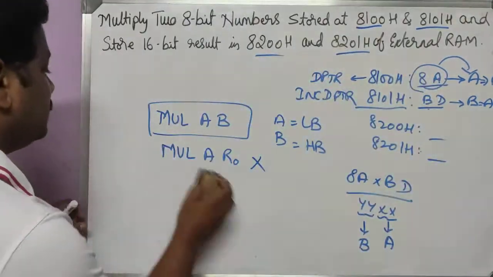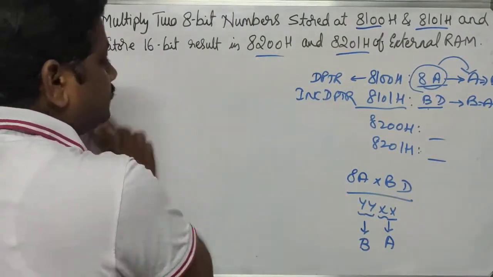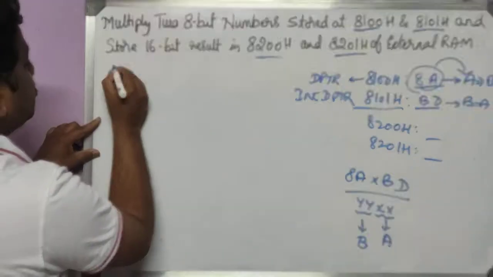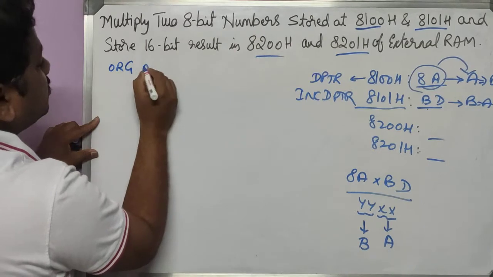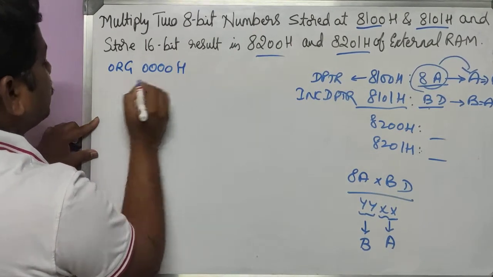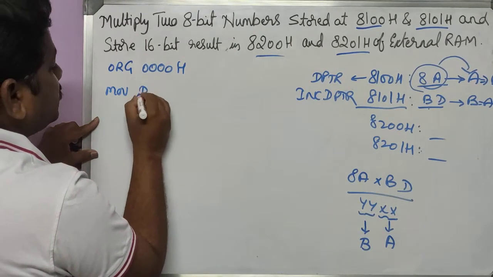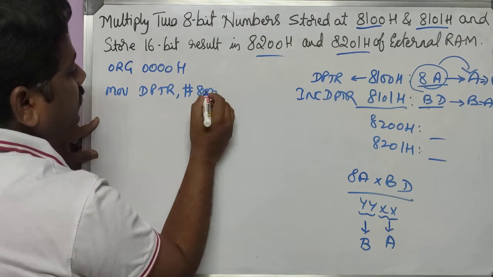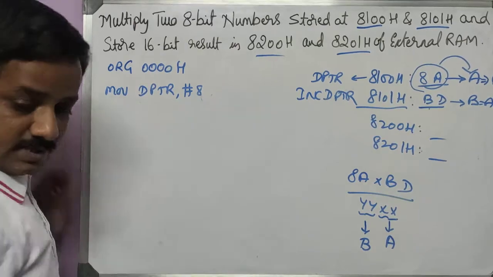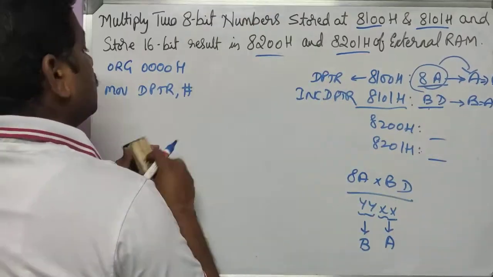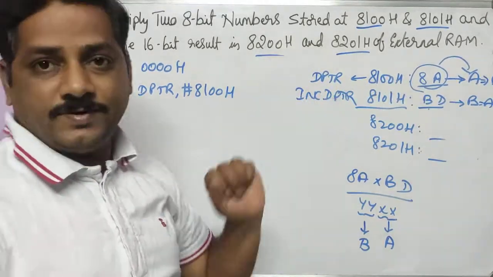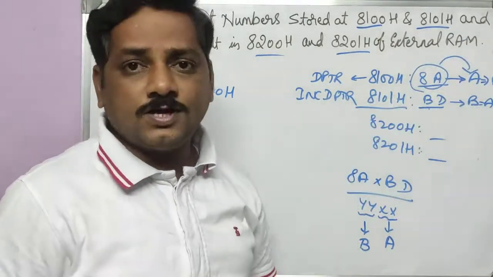So now let's start the program. Okay, 8100, first assign that into DPTR. So start with ORG 0000H and MOV DPTR, let us assign the first address. What is that? 8100. Sorry, it is not 8000, it is 8100H. I have assigned this address to DPTR and let me take this into the accumulator.